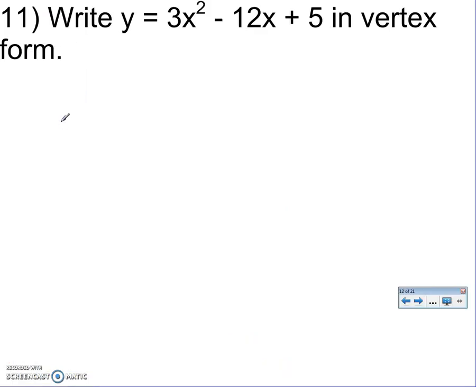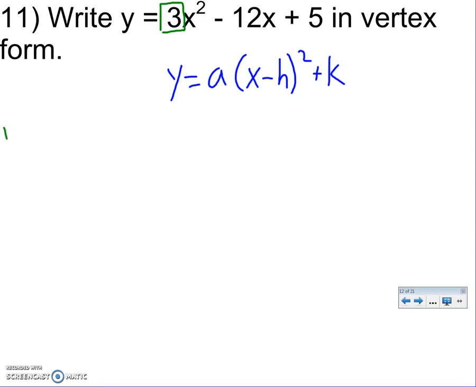Number 11, write that in vertex form. Vertex form was y equals a parentheses x minus h squared plus k. So I need a, h, and k. I know a right here. A is 3. I gotta find h and k. Now, h and k is the vertex.